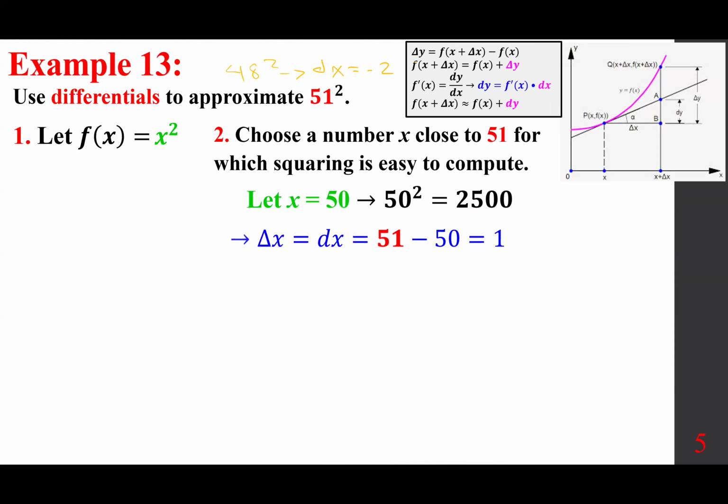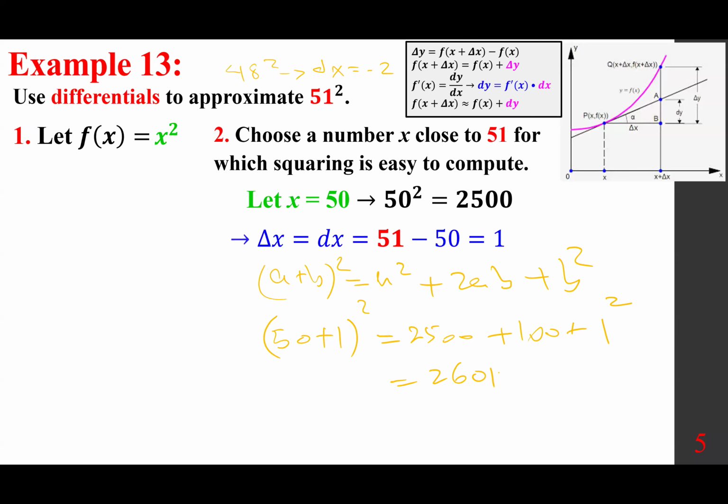negative. By the way, I want to remind you that when we did the algebra, we would do this in the following manner. You may remember (a plus b) squared is a squared plus 2ab plus b squared. So 50 plus 1. You square this, you get 2500 plus 2 times the first times the last one. 2 times 50 times 1 is 100, plus 1 squared, which is 1. So 2601. It's easy to see the exact answer. I assume you can do it in your head fairly fast.